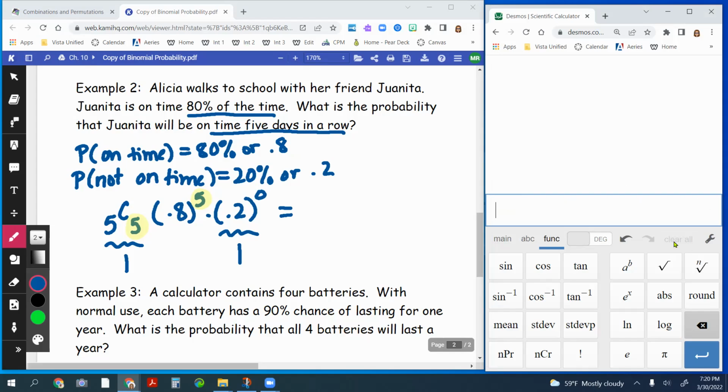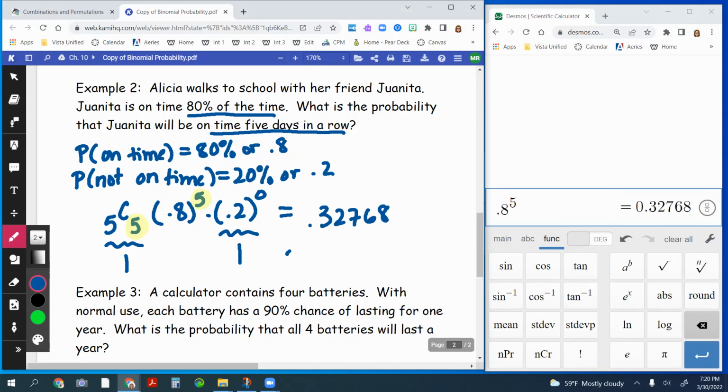Just to make sure you understand combinations, 5 choose 5 is a 1. Anything choose the same number is always a 1. So basically, all I need to do is 0.8 raised to the power 5, and that's going to be 0.32768. So about 32.77%.